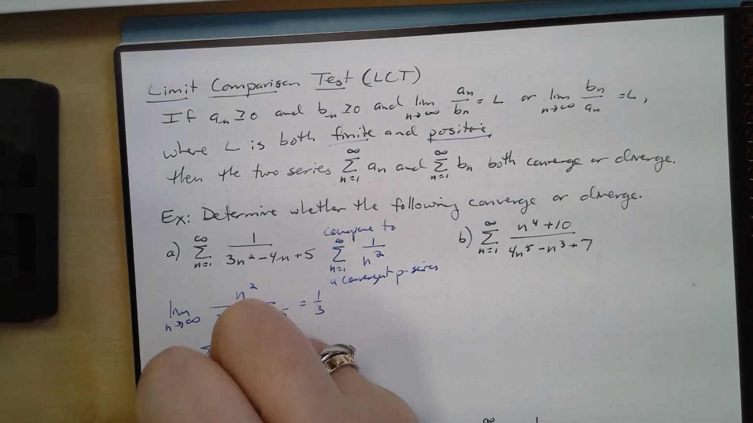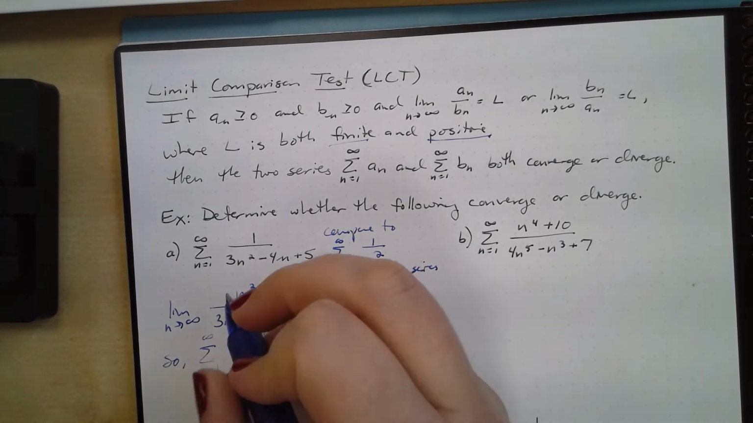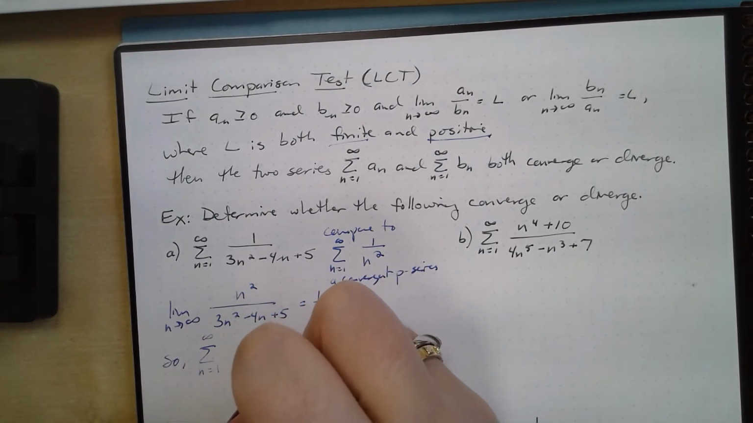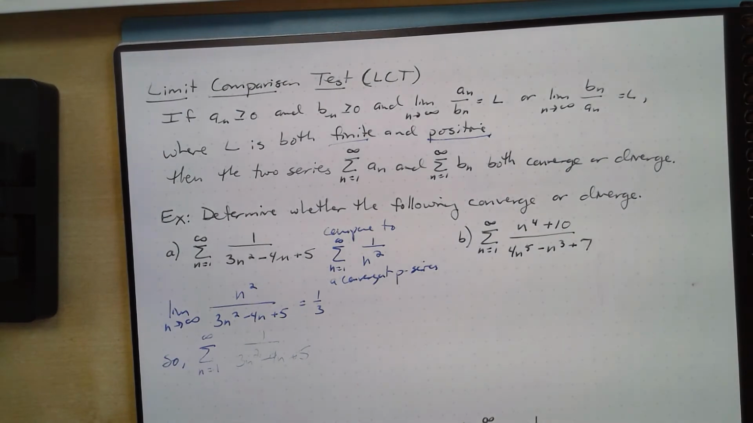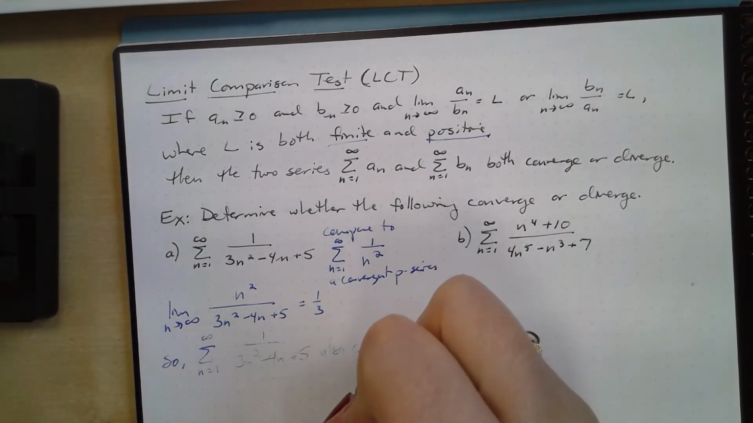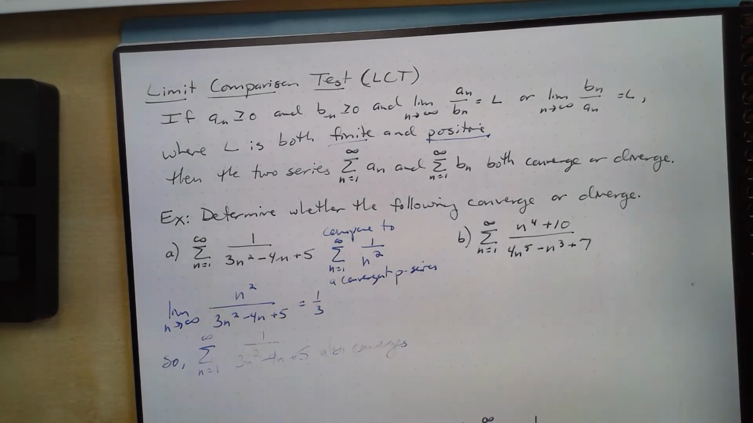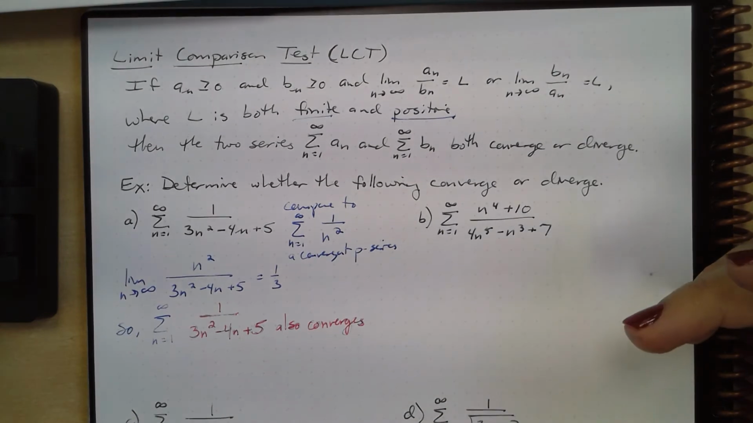So the sum n equals 1 to infinity of 1 over 3n squared minus 4n plus 5 converges also. I'm running out of ink here. I've got to change my pen, one second. Okay, I switched to red because the blue ran out.